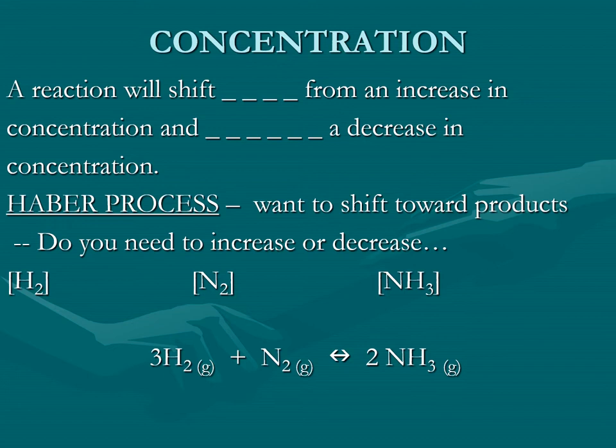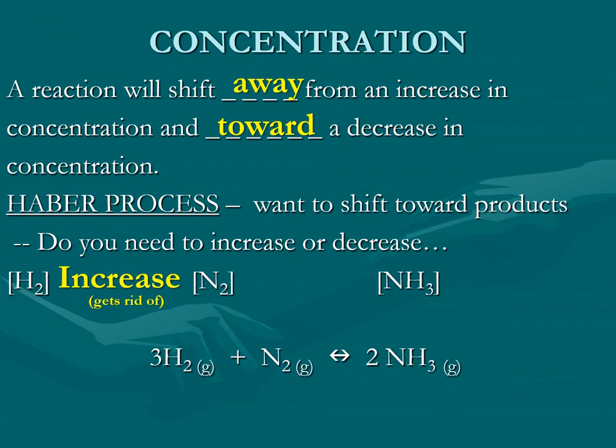When a stress of concentration is applied, a reaction will shift away from an increase in concentration and shift toward a decrease in concentration. So as we look at this particular reaction, we want to produce more ammonia. We want to shift toward the product. So what would I have to do with the hydrogen? Well, I want it to shift away from the hydrogen towards the ammonia. So if I want to increase the products, I'm going to have to increase the hydrogen concentration.